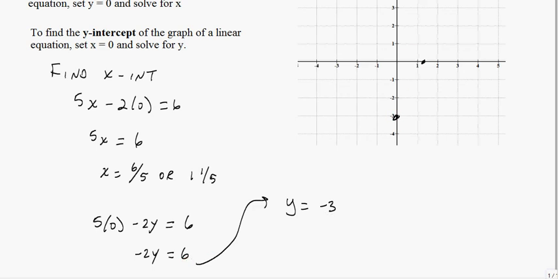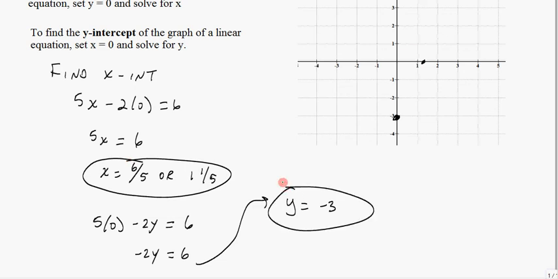So here's the y-intercept. Now we could draw the graph using those two things, but remember, for this problem, all it's asking you is to enter the x-intercept and enter the y-intercept.